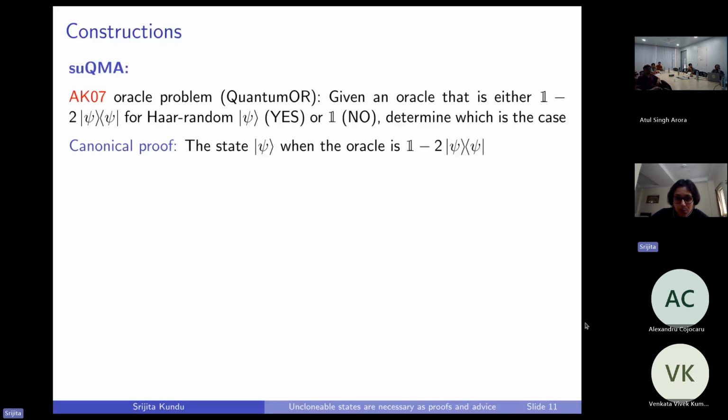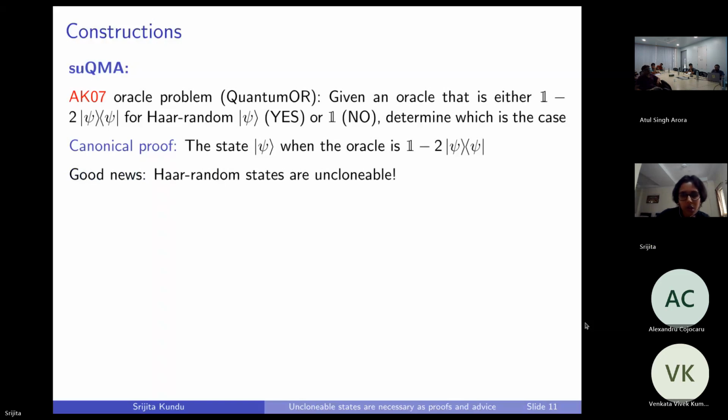So the canonical proof state for this, when you're given a yes instance, identity minus 2 psi, is just the state psi. The good news is that this is a Haar random state because we are taking a reflection about a Haar random state, and we know that Haar random states are unclonable. So that gives us some hope that we can prove that this problem is strictly unclonable QMA, because if your canonical proof state is not unclonable, there is definitely no hope of proving that any family of proof states is unclonable.